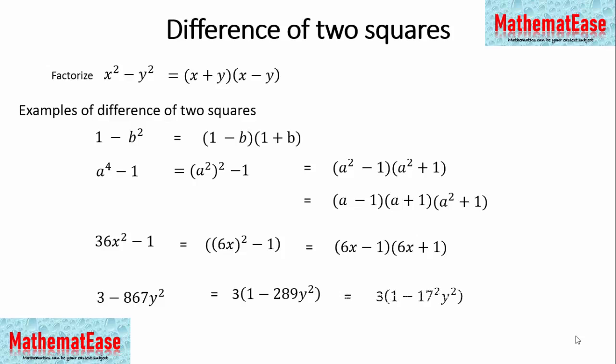So I can see that this gives me 3(1 minus 17 squared y squared), which is equal to 3(1 minus (17y) squared). So 1 minus (17y) squared will give me 3(1 plus 17y)(1 minus 17y). So 3(1 minus 17y)(1 plus 17y). This is the final answer for that.